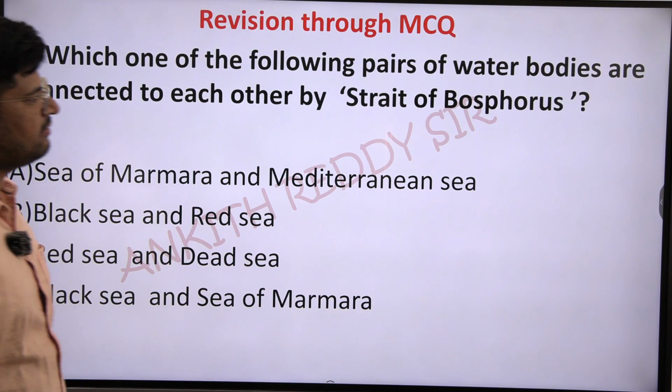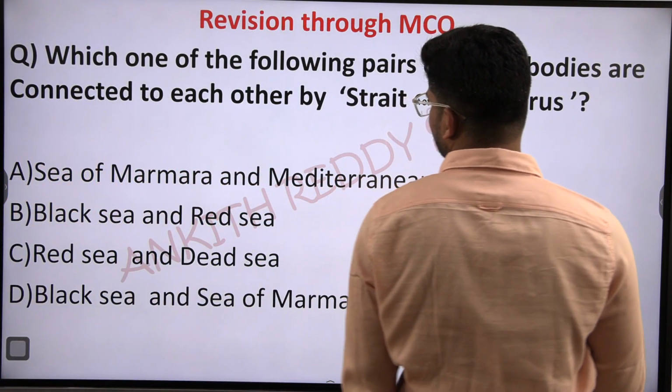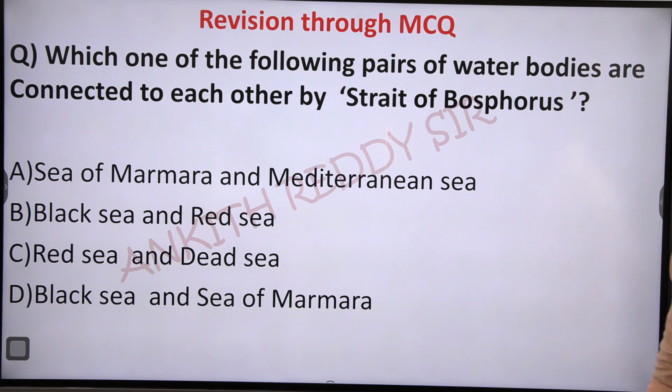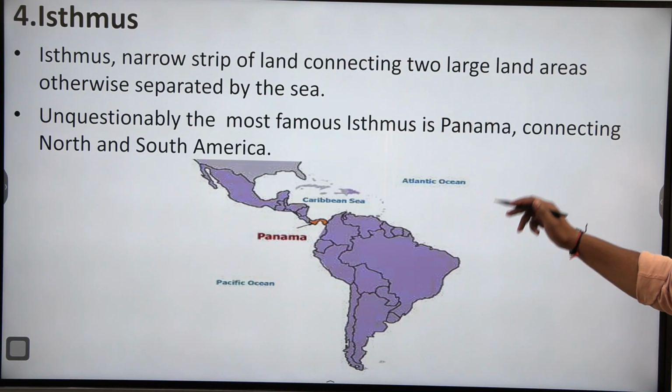So which of the following pairs of water bodies are connected to each other by the Strait of Bosphorus? Sea of Marmara and Mediterranean Sea, Black Sea and Red Sea, Red Sea and Dead Sea, Black Sea and Sea of Marmara. What is the answer? Black Sea and Sea of Marmara. Right.